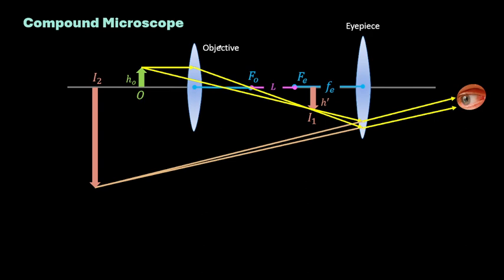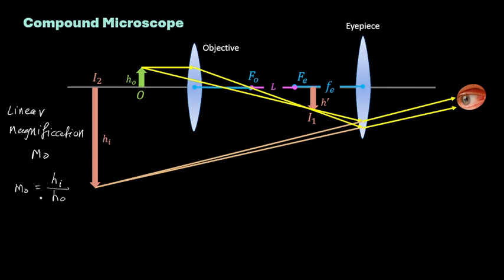First we find the magnification produced by the objective, the linear magnification, MO. We know that the linear magnification is defined as the ratio of the image size, which is HI, and the object size. So the object size is HO and the image size is HI in the present case.